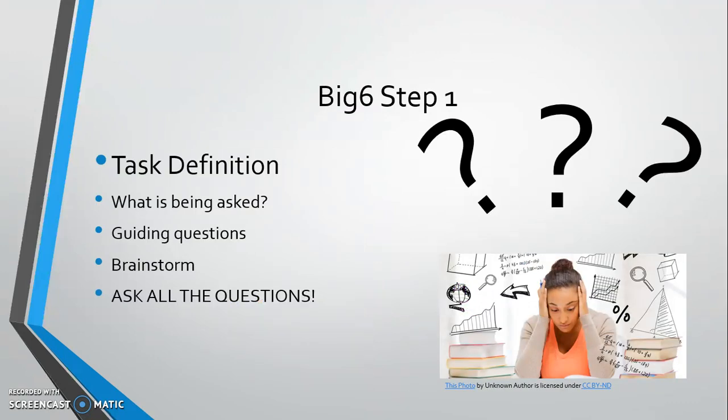So let's start with the first step, task definition. With this step, you will need to read through the instructions. Make sure you understand what the project is and what the teacher is asking of you. Make sure you fully understand the assignment and ask your teacher questions if you are unsure of it. That's what they're there for, to help answer those questions. This step is important to start with because you will need to make sure you know what you're doing before you move on to the next step.